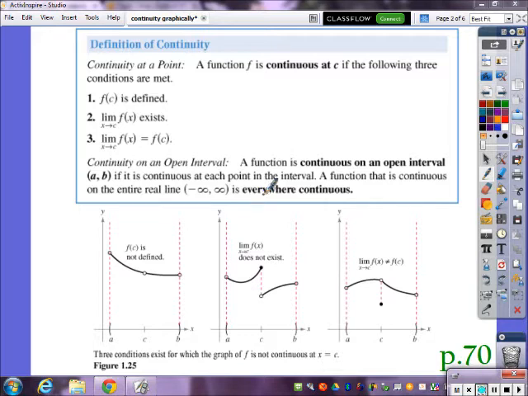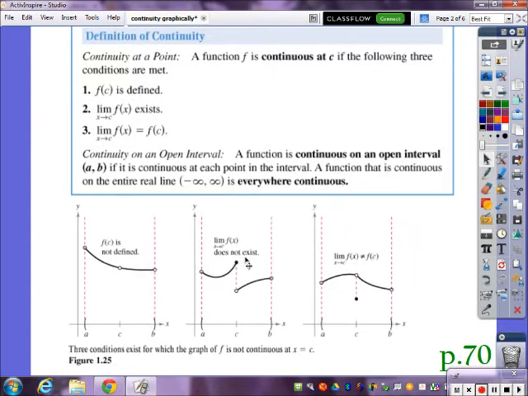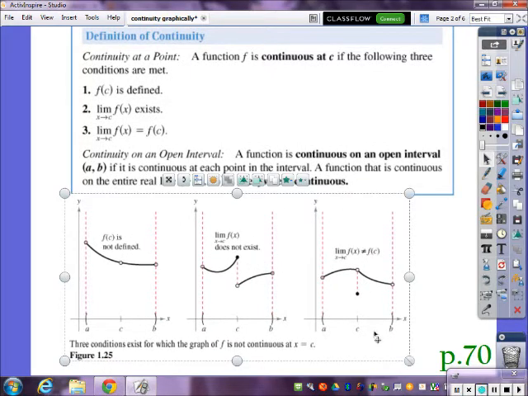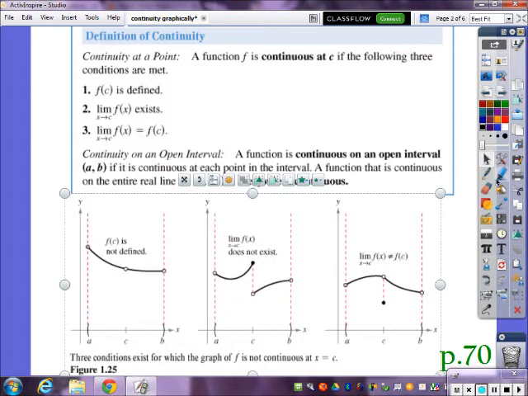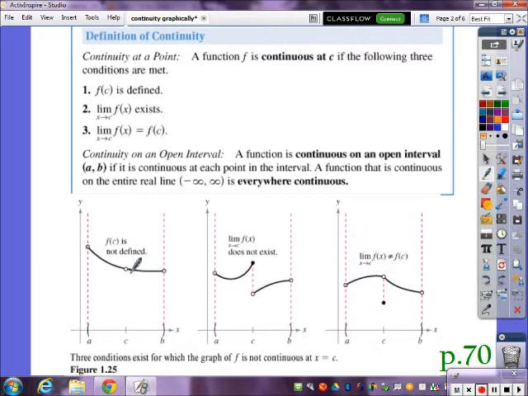That's everywhere continuous. So down at the bottom we have three examples of discontinuous graphs, and it lists the reasons, notation-wise, of why these functions are discontinuous. The first one on the bottom left is discontinuous. It has this hole in the middle of it, but formally we would say that this is discontinuous because f of c is not defined. So this y value is not defined at x equals c.